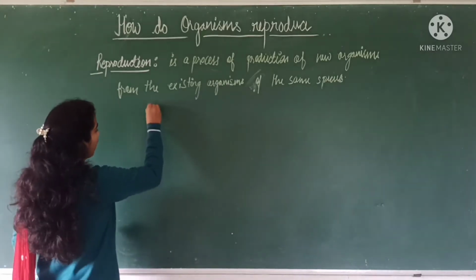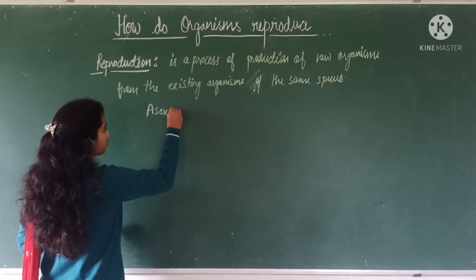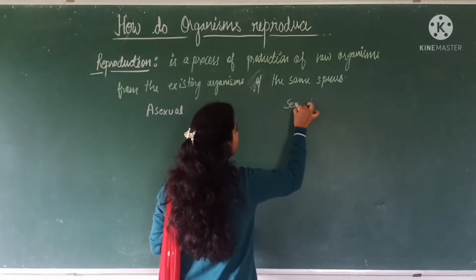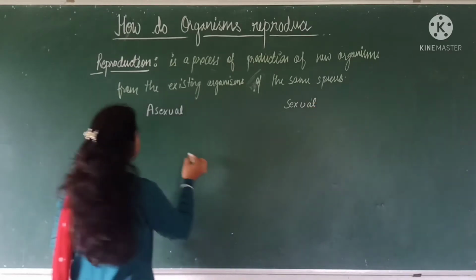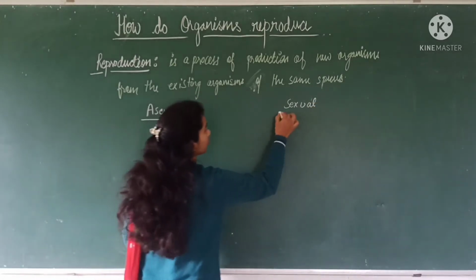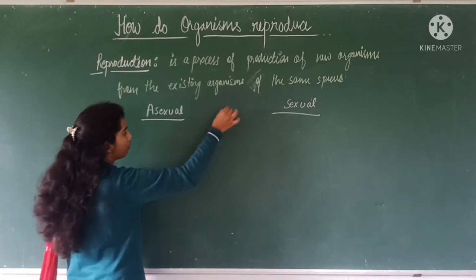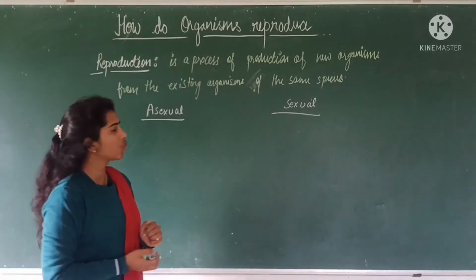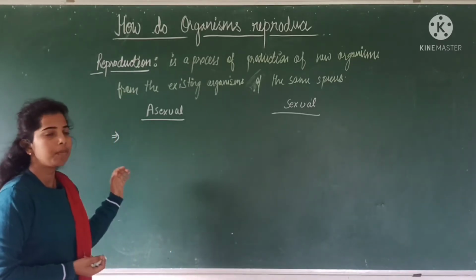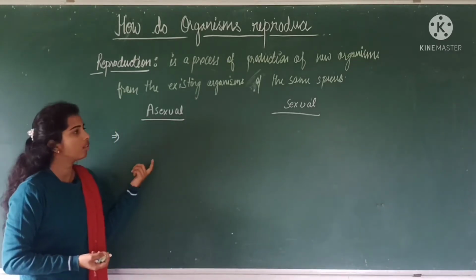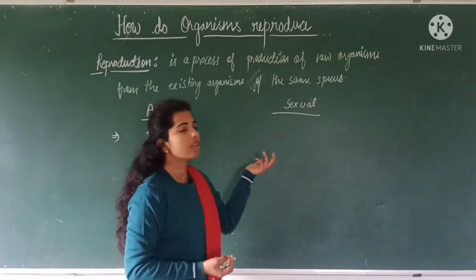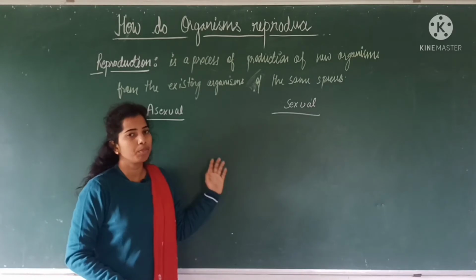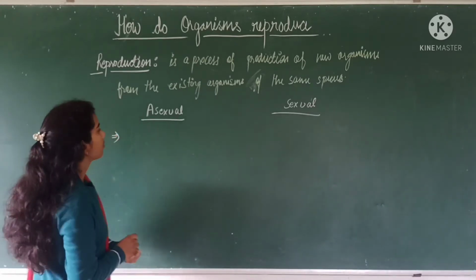First, asexual, and second is sexual. Asexual mode of reproduction involves a single parent to produce new young ones, and in sexual reproduction there is involvement of two parents to produce new organisms.